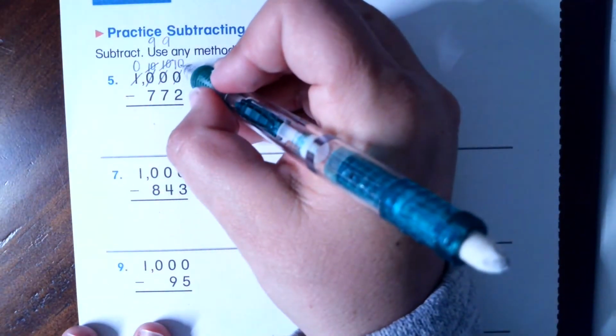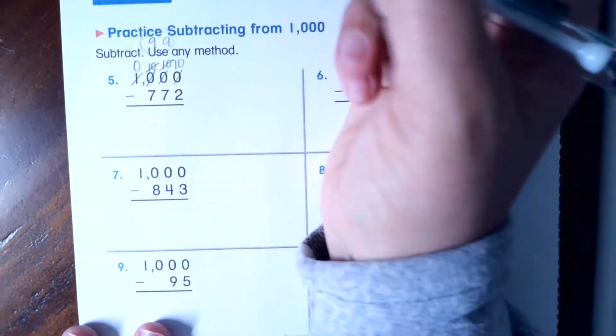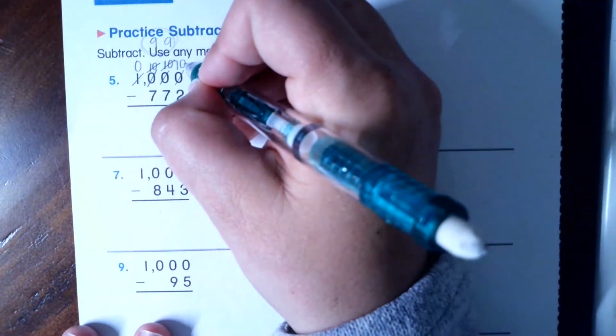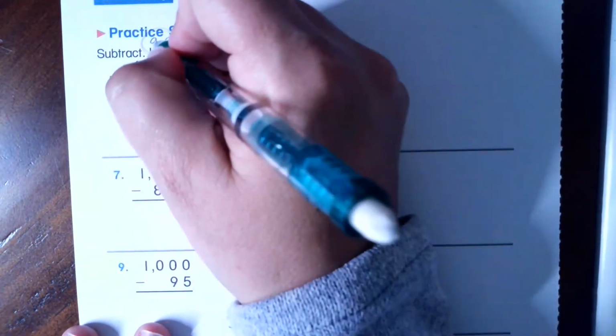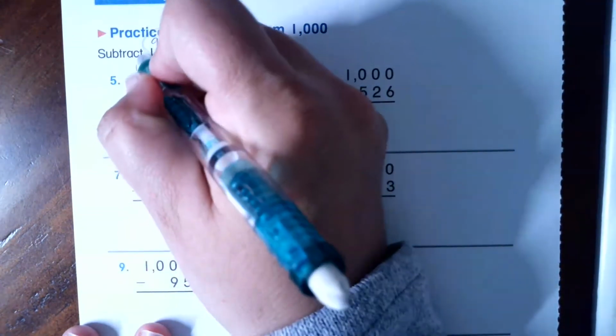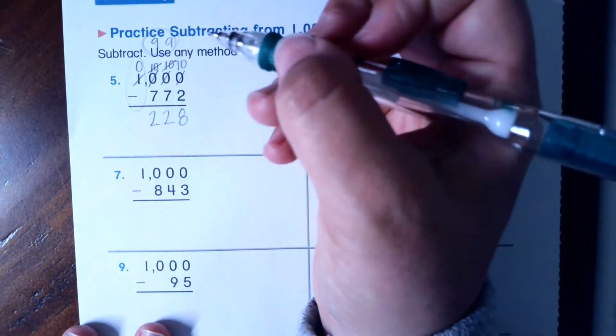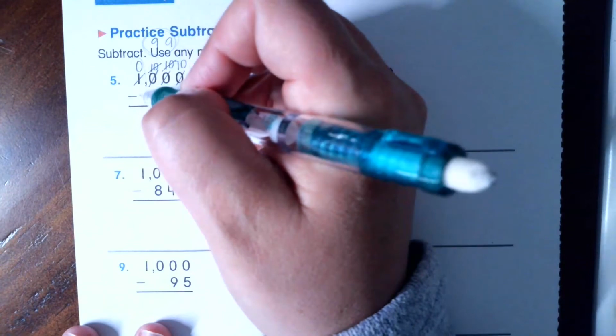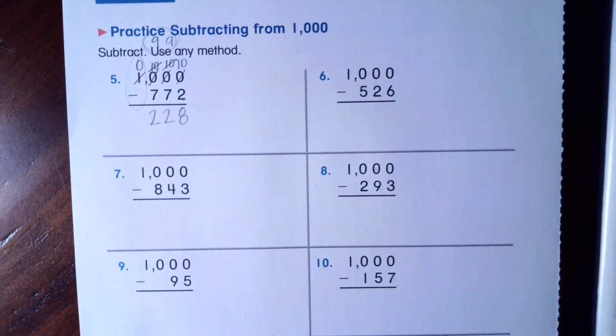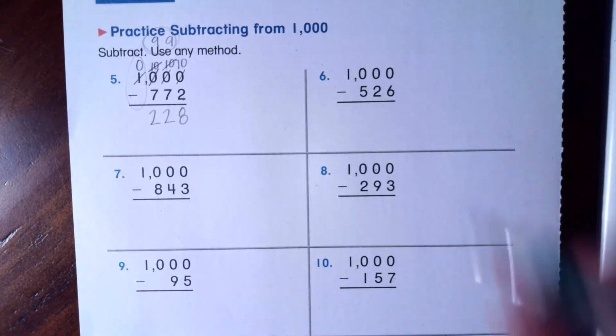Now I can subtract. So instead of having 1 9, you have 2 9s. 10 take away 2 is 8. 9 take away 7 is 2. 9 take away 7 is 2. Always check that thousands town. 0 take away 0 is 0. If you would like to try these on your own, I encourage you to do so. If you're not quite ready, stick with me.